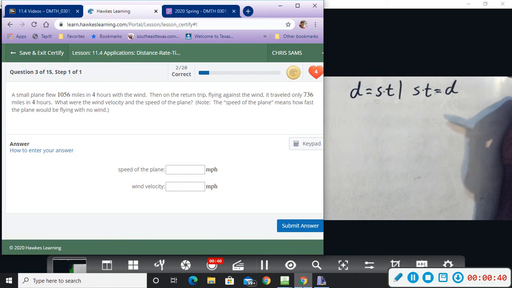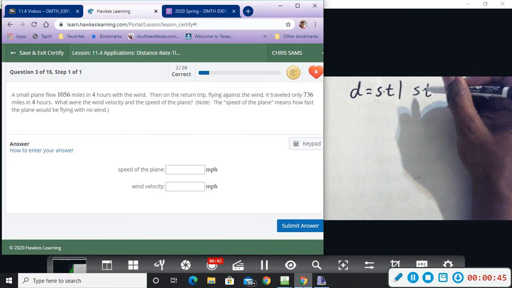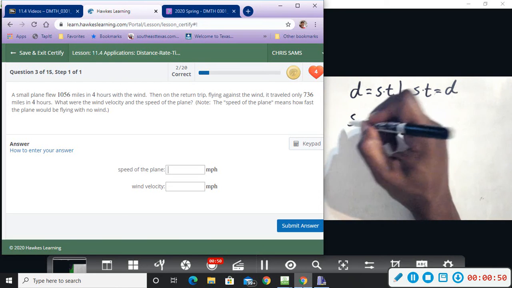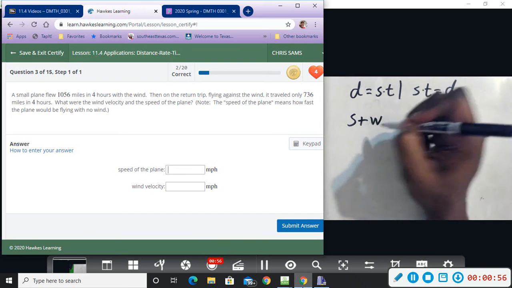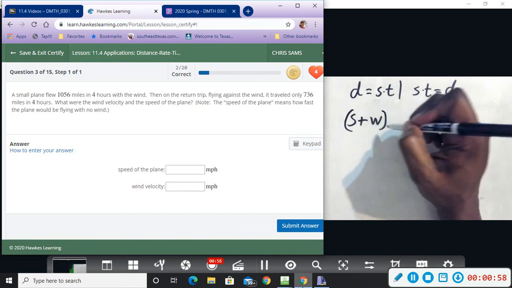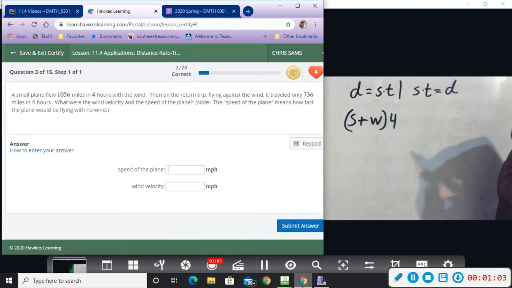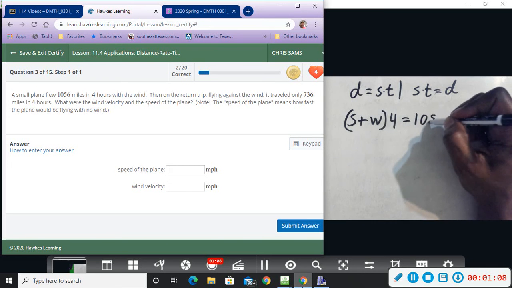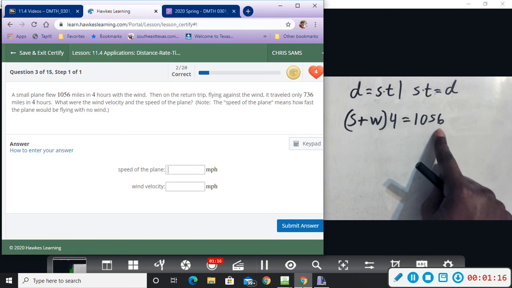Alright, so for the first equation, we do not know the speed, but it says with the wind. So we need the speed of the plane plus W for the wind. This is the speed altogether. We flew for 4 hours, so T is going to be 4 hours, and that equals the 1,056 miles. So in this setup, you've got your speed plus the wind, added to your speed, for 4 hours. This is the distance you traveled.